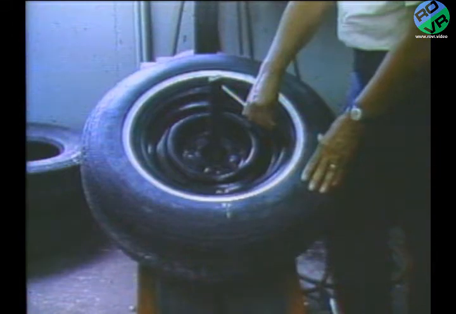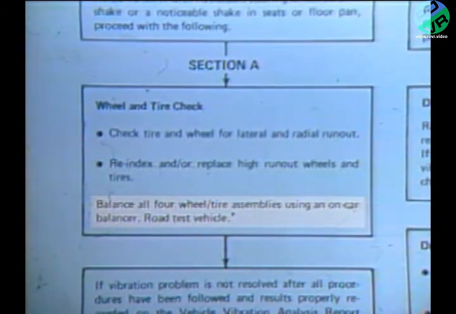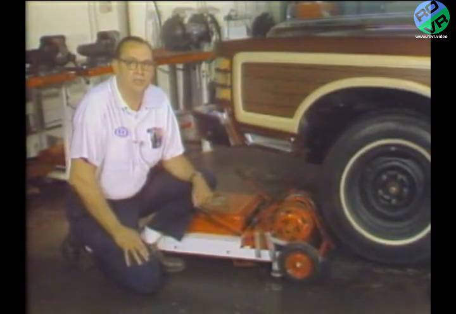Once the wheel and tire assembly has been brought into acceptable specifications, we're ready for our final step in Section A on the vehicle vibration diagnosis chart. You will now want to balance all four wheel assemblies using an on-the-car balancer or strobe light balancer. You've probably learned through experience that proper wheel balance may be the most important procedure for correcting most NVH complaints.